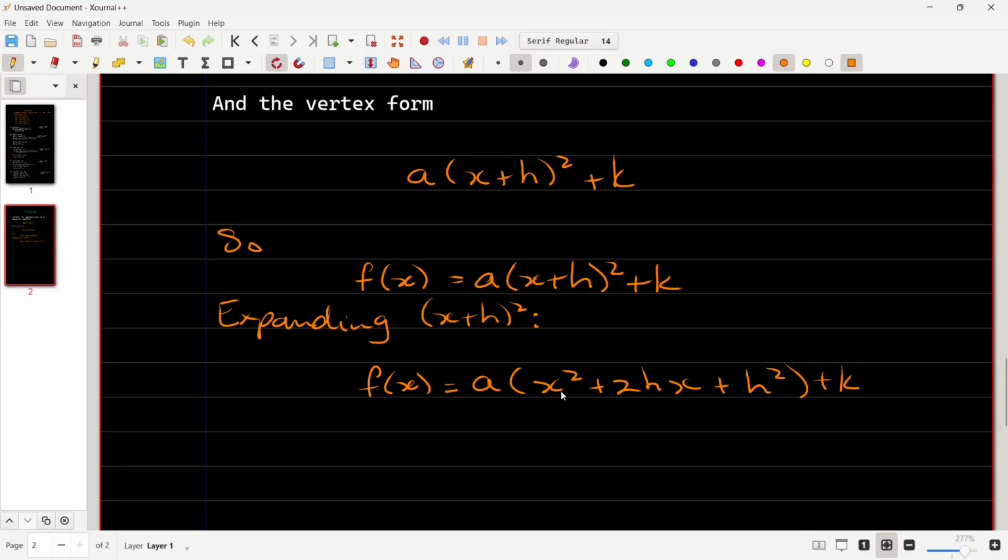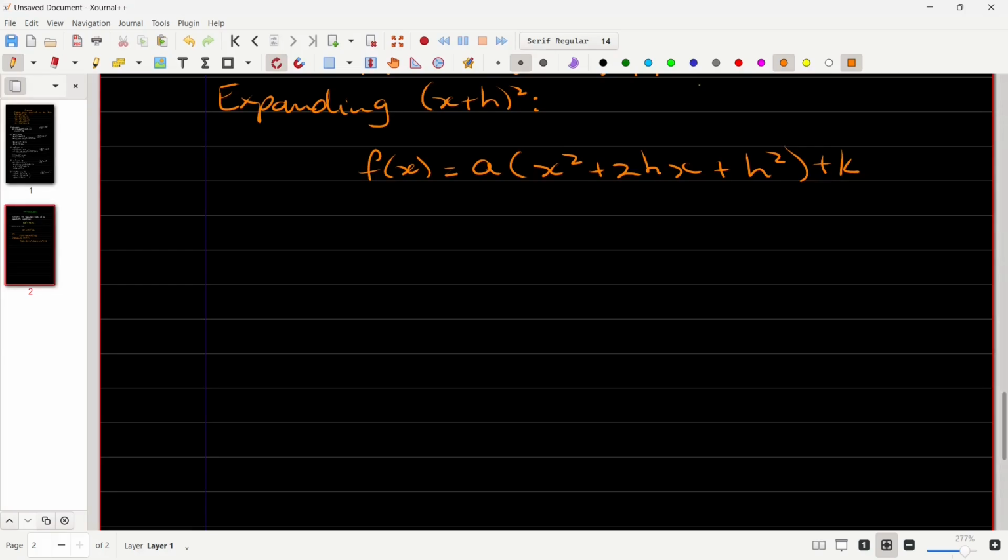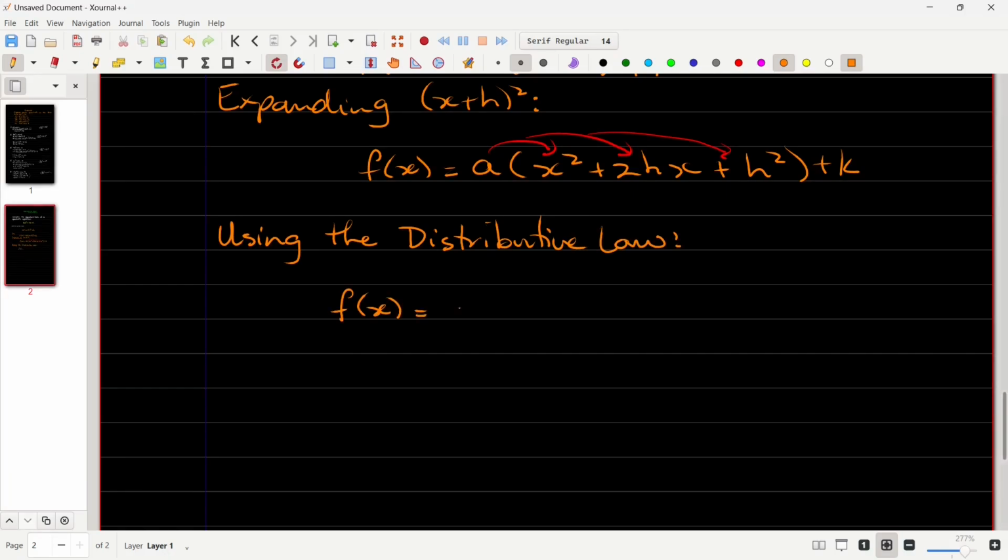Now I just simply take my a and I distribute it across each of them with the distributive law. So here I'll multiply each of them by a. When I'm finished multiplying each of them by a, I should get something similar to this. Using the distributive law, I will be able to get something like f of x is equal to ax squared plus 2ahx plus ah squared plus k.